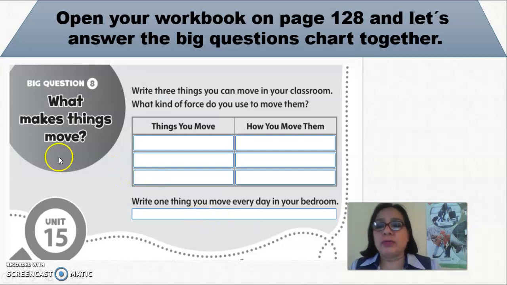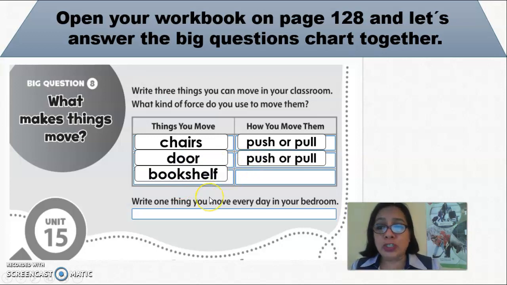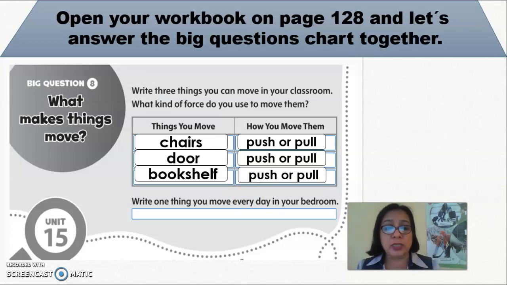Things that you move. I say we move chairs. How do you move the chairs? We push or pull them. Another thing that you move is the door. You can push or pull the door. And one more is the bookshelf. You can push or pull a bookshelf, like the ones that we have in the classroom where you put the books, the cubicles. Okay, that's bookshelf.